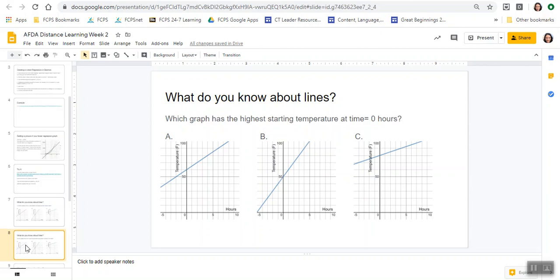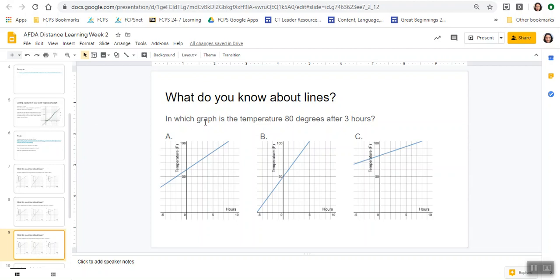Next one. Which graph has the highest starting temperature at time equals 0 hours? So when time is 0 hours, we're looking at the y-intercept. So we're looking to see which line has the highest y-intercept. So take a second, pause the video, choose your answer. Okay, looking at the y-intercepts, you should have chosen C because C has a y-intercept of 80, which is bigger than the other y-intercepts.